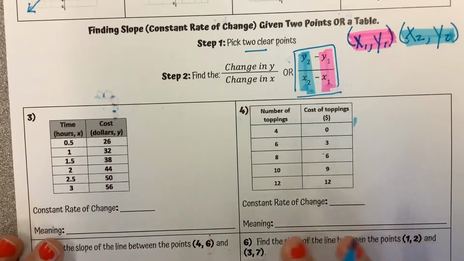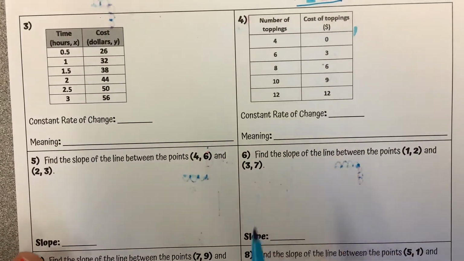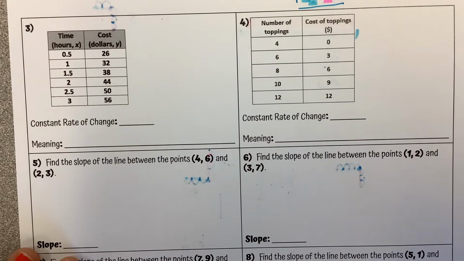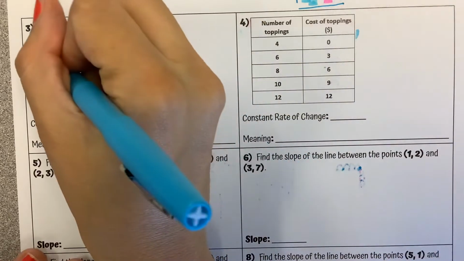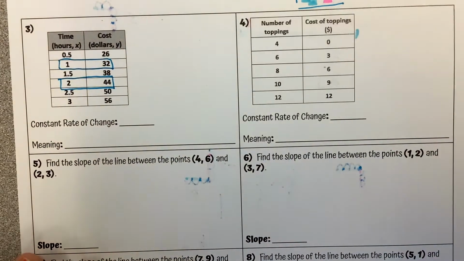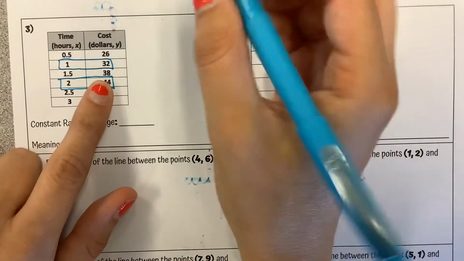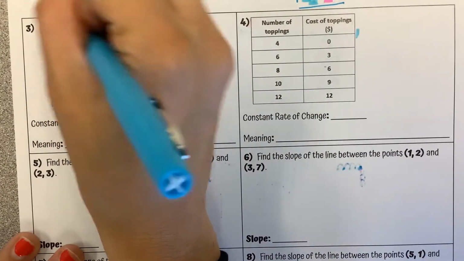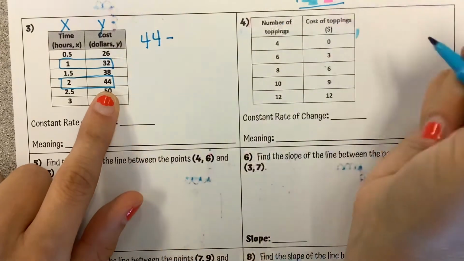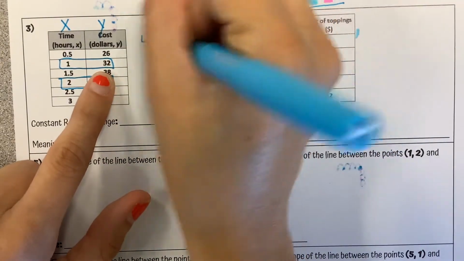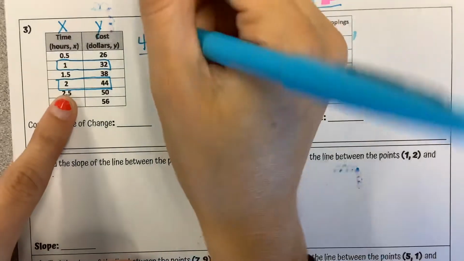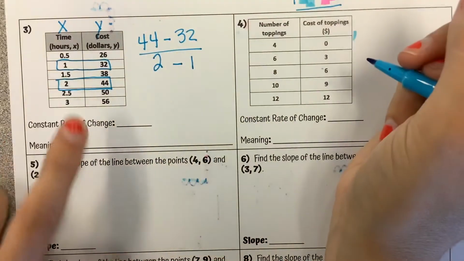Okay? So number 3, we've got a table. We're gonna pick 2 of those points. I like to pick lower numbers, and in this case, we've got decimals. So I'm actually gonna pick the lowest non-decimal problems, okay? So my ordered pairs, we start with y. In the table, it goes x, comma, y. So I'm gonna pick my bigger y, which is 44, minus the other y, which is 32. All that matters here is that if I started with this y, I have to start with this x of 2 minus the other x, 1.